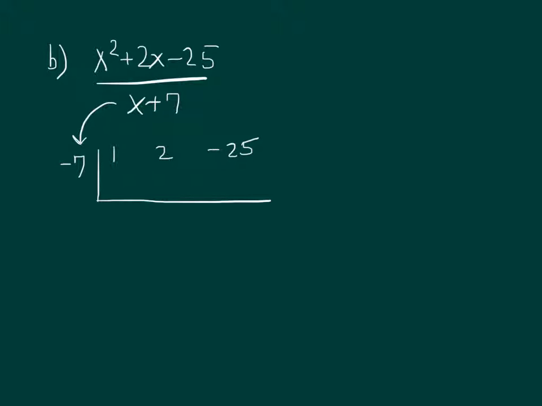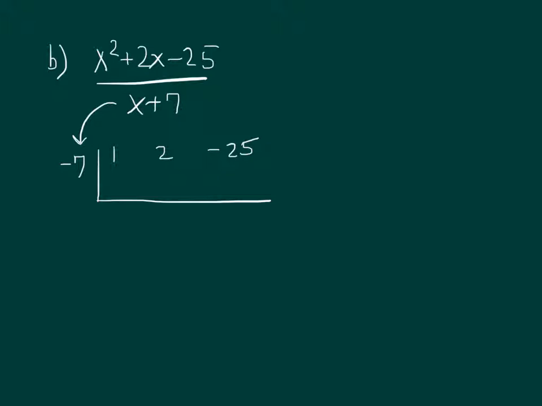Now, you will see in the future, if we miss a term, you must use a 0 down here as a placeholder. So if you had an x cubed plus 2x, missing the x squared term, you'd have a 0 right here. So just be aware of that.